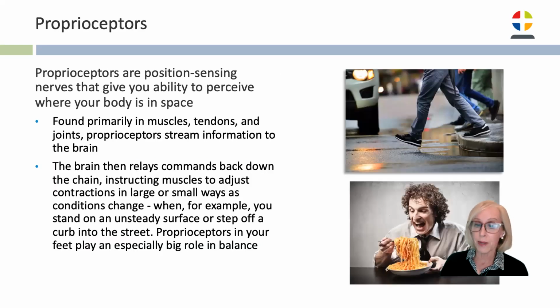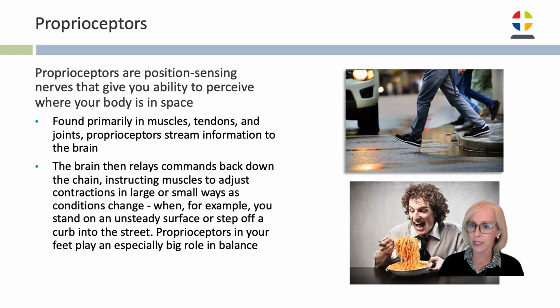So lastly, well, not lastly, there's a couple more here. We're going to talk about proprioceptors. So proprioceptors tell you position. Really, proprioception is very interesting because it tells you where you are in space. You have these little nerves in the muscles and the tendons and the joints. What they do is tell you where you are in space, and then that information goes back to your brain.